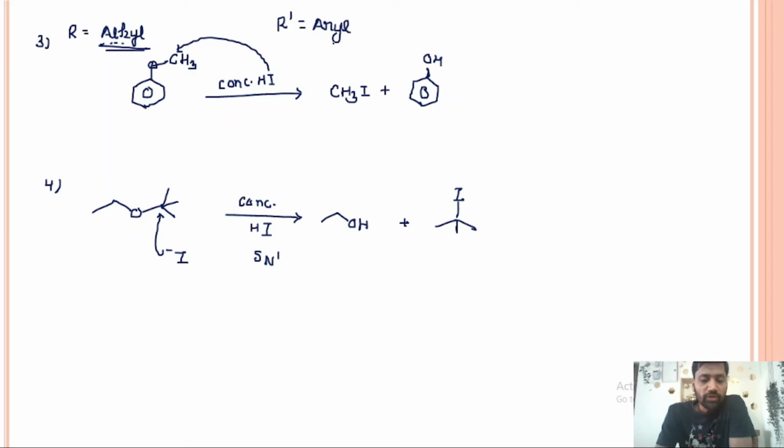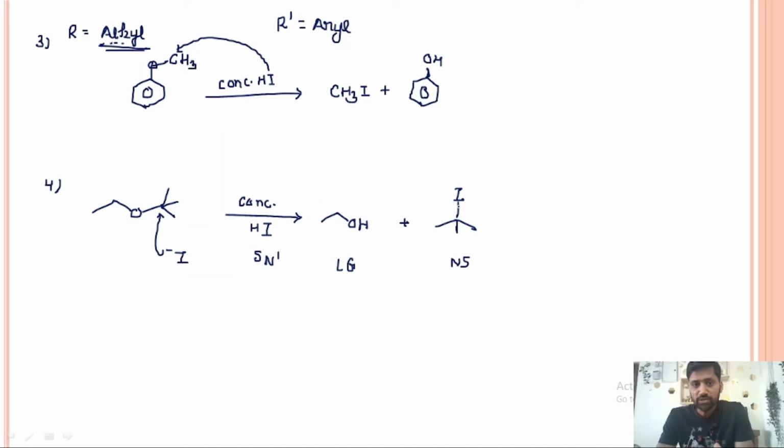The nucleophilic substitution will take place on the tertiary carbon only, and the primary carbon will leave in the form of leaving group. So this is your leaving group alcohol, that is ethyl alcohol, and this iodide is formed as the product of nucleophilic substitution. So these are the four major cases that you will encounter in the nucleophilic substitution reactions of ether.